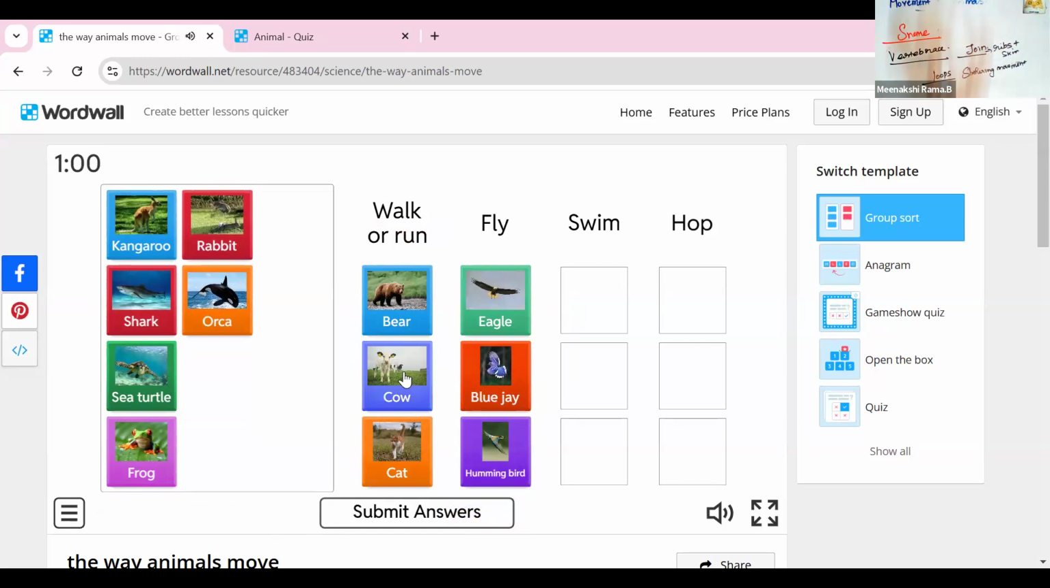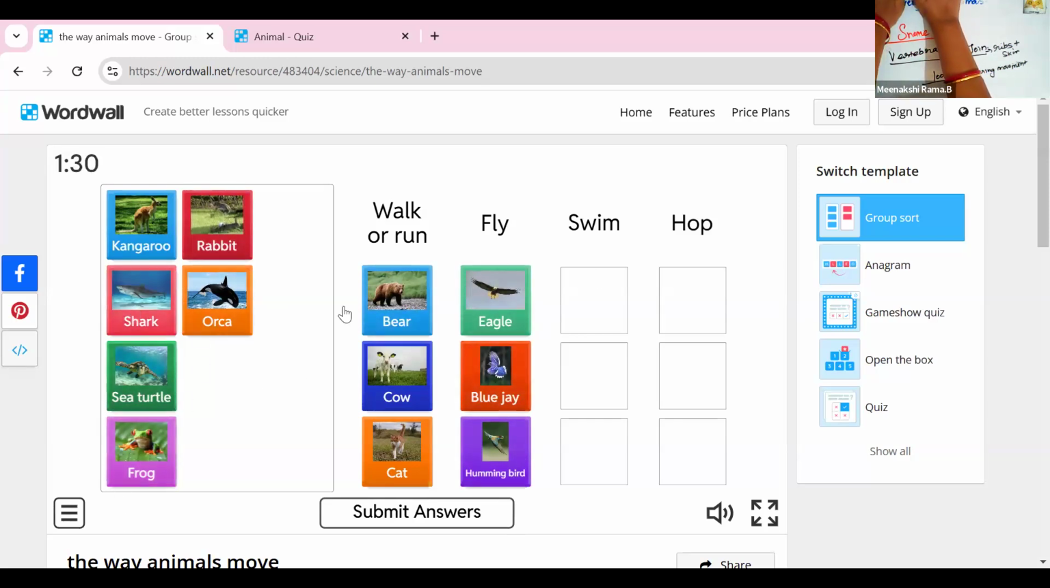So first one, walk or run. That is bear, cat, and cow. These animals are always walking. Walking action is possible for these three animals. And then flying means blue jay, hummingbird, and eagle. These are all birds, so they are flying.